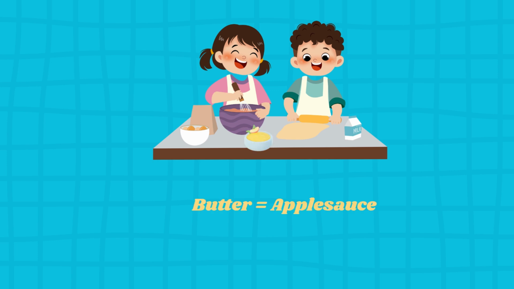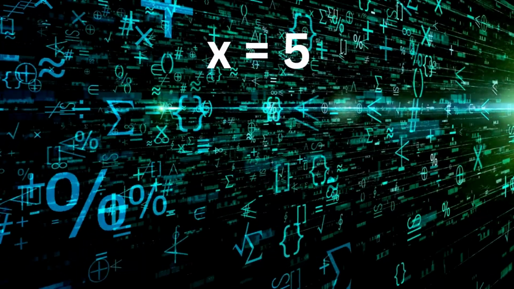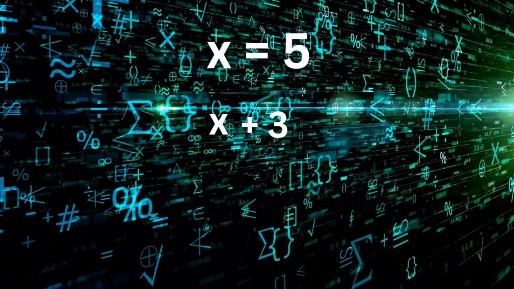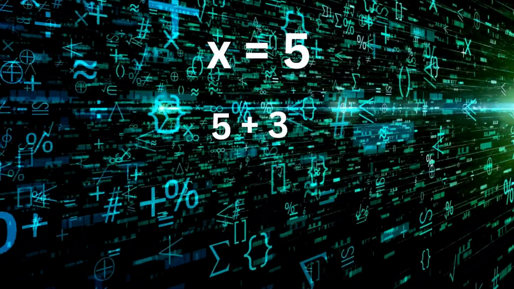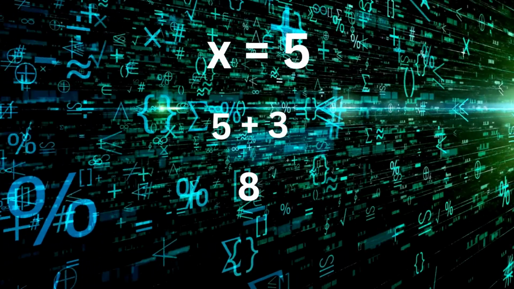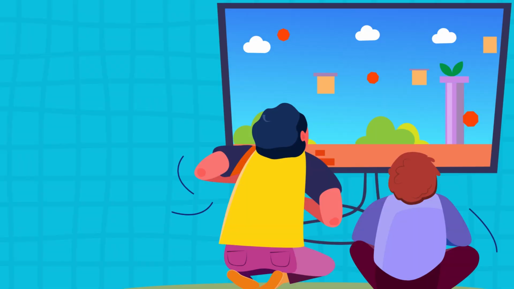In algebra, substitution means exactly the same thing: replacing a variable with a specific number to solve a problem. It turns the unknown into something we can actually calculate. Let's look at how it works.